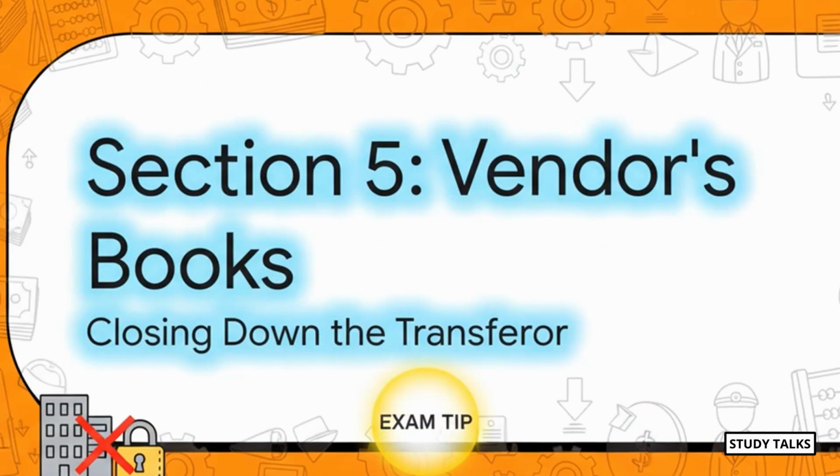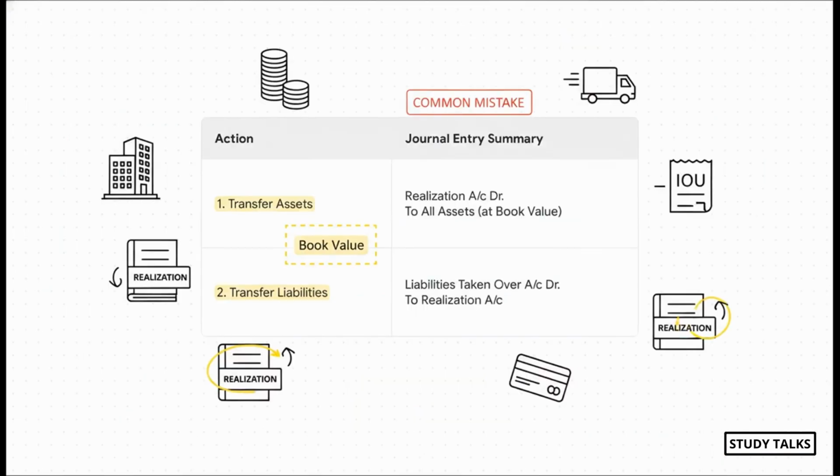Okay, Section 5. Time to switch hats. We are no longer the buyer. We are now the accountant for the selling company, the one being taken over. Our entire job is to close down the books for good. The first two steps are pure mechanics. Step 1, open up a temporary account called a realization account. You're going to debit this account with all the assets that are being transferred. And here's the key. You do it at their book value. Why? Because you're trying to clear them off your books at the value they're currently sitting at.